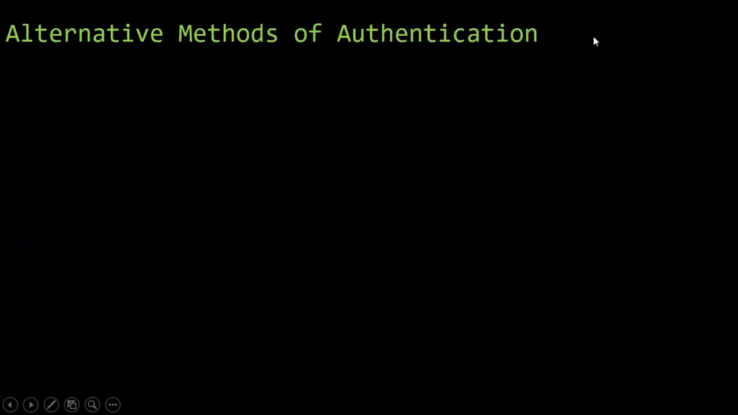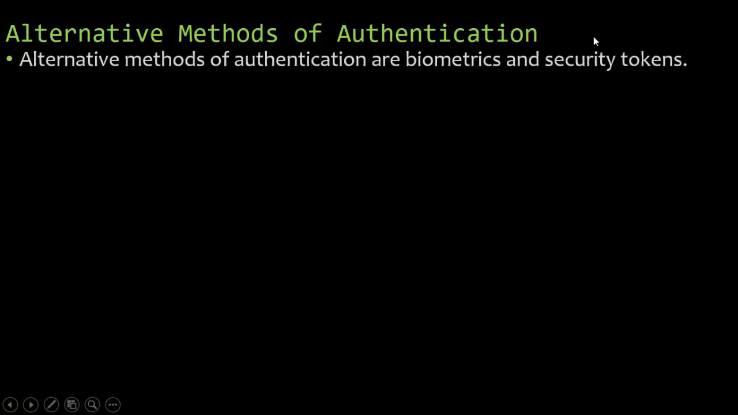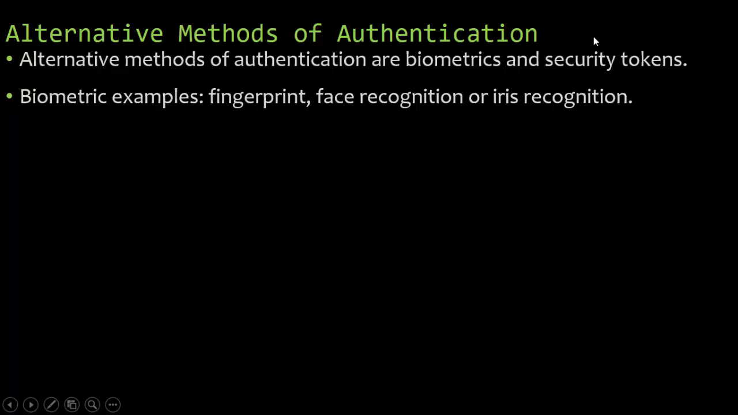All right, so there are alternative methods of authentication, and we'll be taking a look at what Google does in a video when you come to class, but there are some things you can do besides passwords. Biometrics, security tokens. Biometrics are your fingerprint, face recognition, iris recognition. If you have a phone, you may use face recognition. If you have a newer computer, you may use your fingerprint to log on to the system.